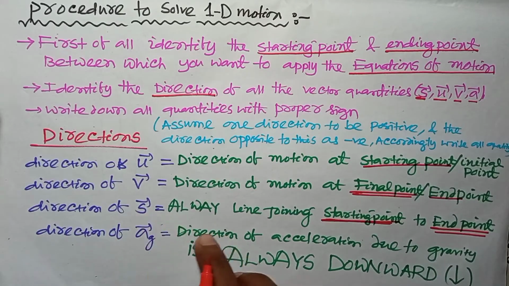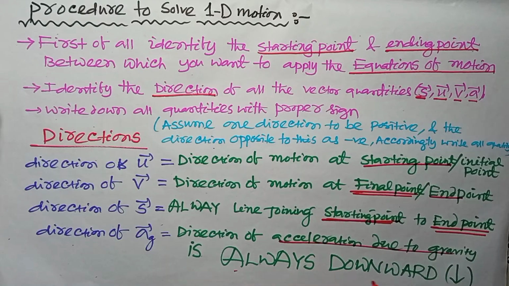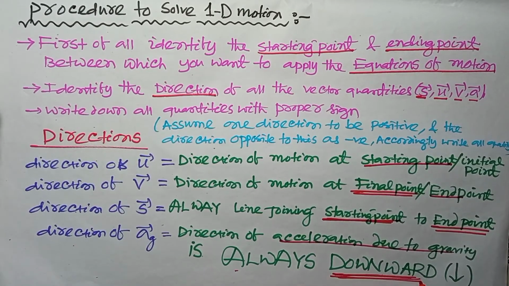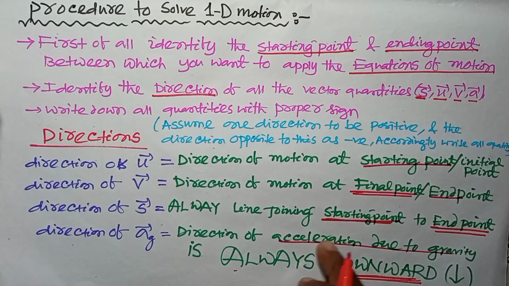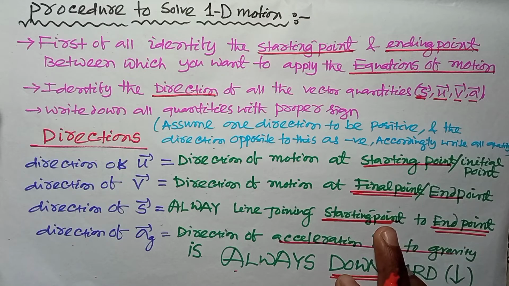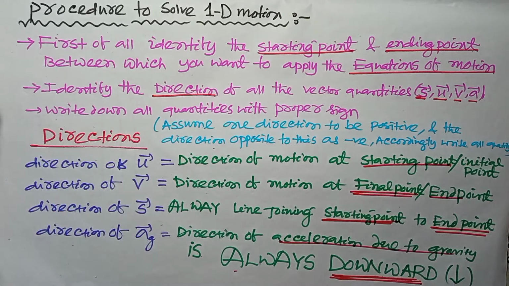And it is the direction of acceleration due to gravity. The direction of acceleration due to gravity is always downward. ये जो acceleration due to gravity का डायरेक्शन है ये हमेशा डाउनवर्ड की तरफ होता है. तो ये सारे क्वांटिटीज का डायरेक्शन आपको बहुत अच्छे से आना चाहिए.